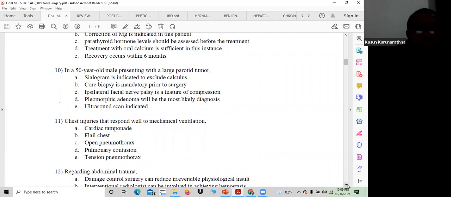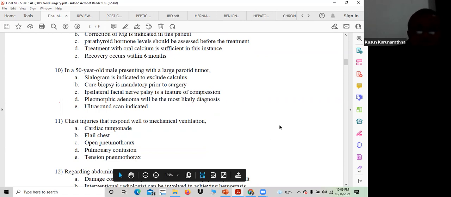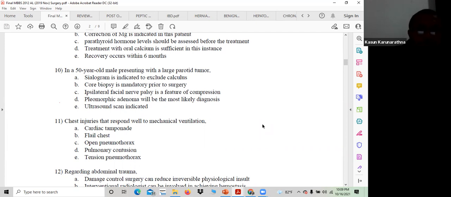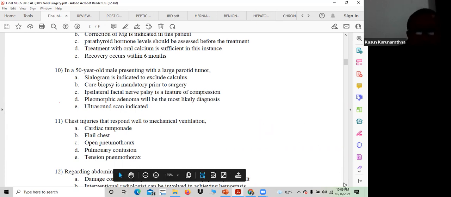Pleomorphic adenoma will be the most likely. Yes, in parotid tumors, 80% of salivary gland tumors arise in the parotid gland. And in parotid tumors, 80% are benign. Out of these benign tumors, 80% are pleomorphic adenomas, right? Ultrasound scan is indicated, yes, that is the basic imaging you do. 9E, answer true.